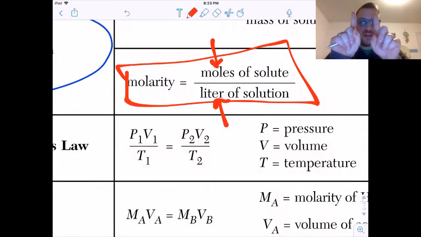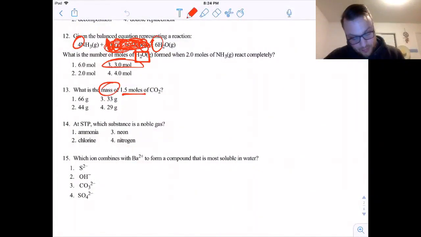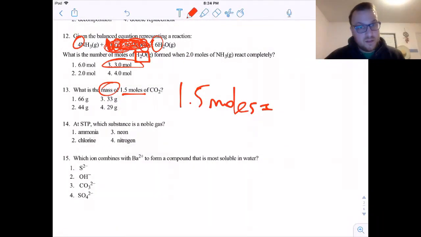So it is 1.5 moles. That was given. You were not given a mass because the formula is given over gram formula. I wasn't given a mass. I don't know what the mass is. But carbon dioxide, if you look it up on the periodic table, is 12 plus the 2 oxygens are 16 each. That's 44. Cross multiply, 66.